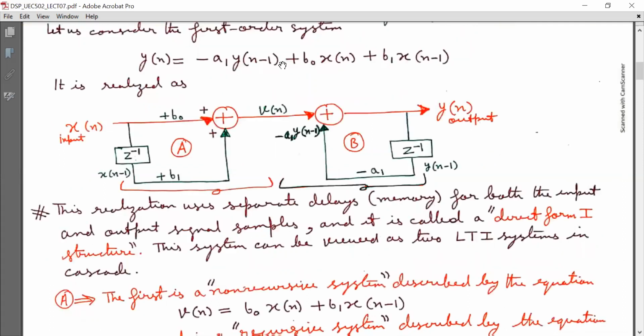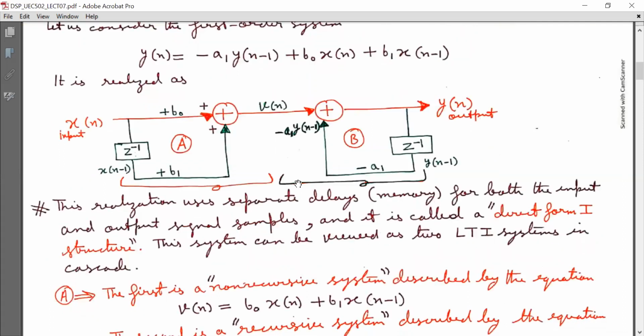This equation is going to be realized by using this structure as shown. Now I have marked A and B sections here clearly. This is one independent LTI system. This is second independent LTI system, and both are arranged in cascade. This structure is called direct form 1 structure.